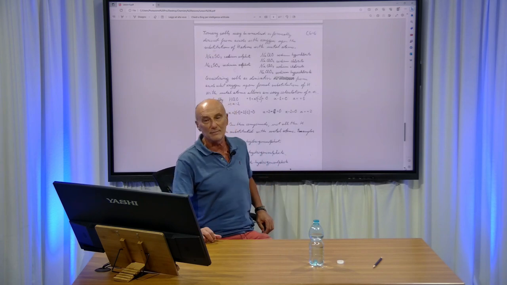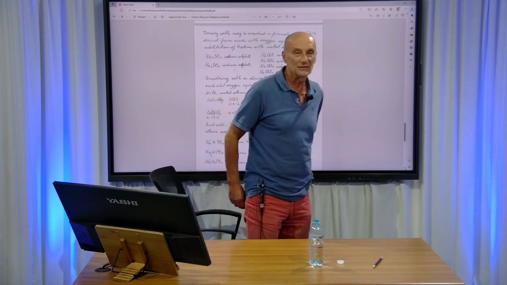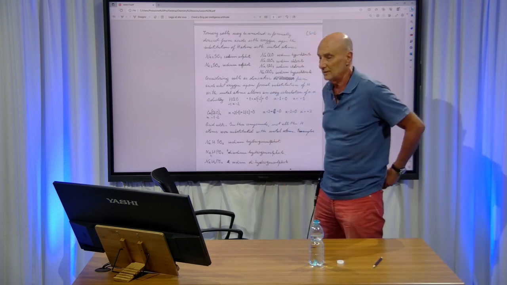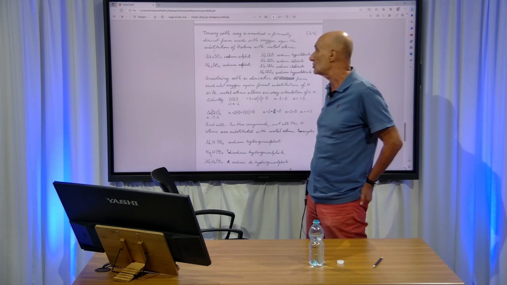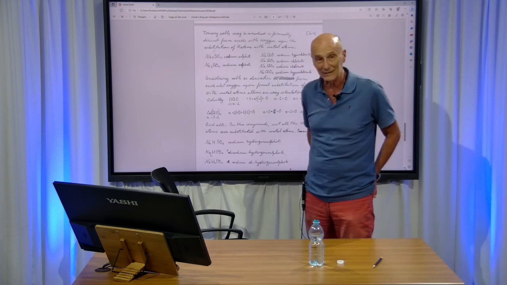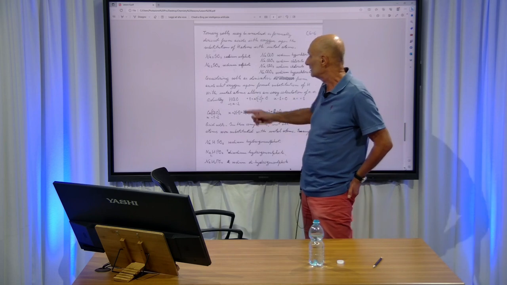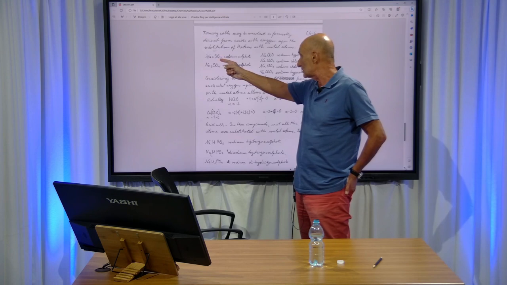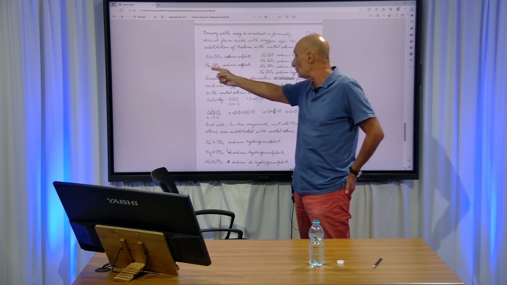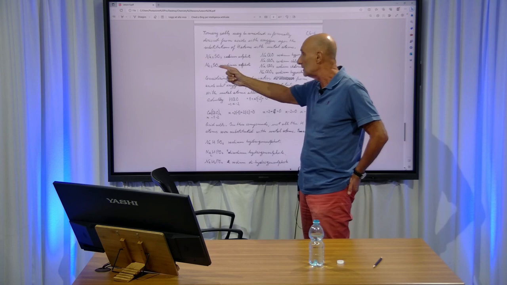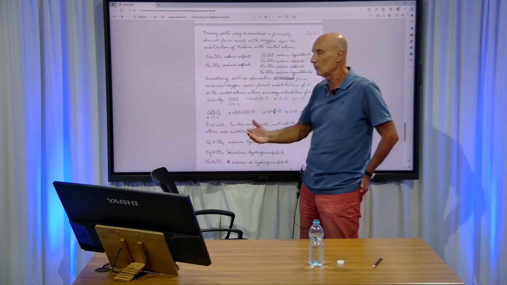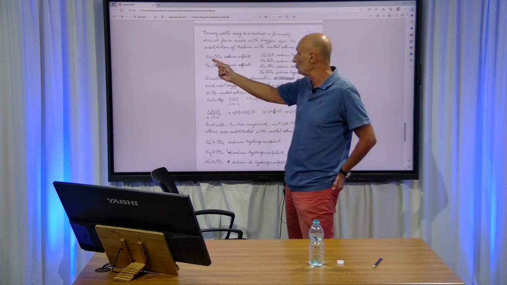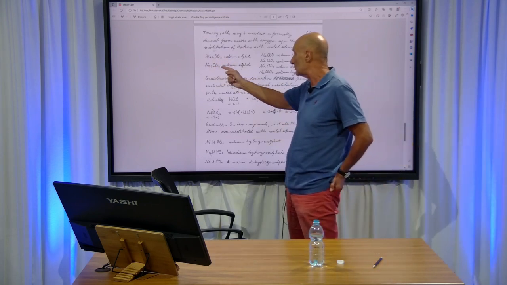Ternary salts may be considered as formally derived from oxygenated acid upon the substitution of H atom with metal atom. So we have sulfurous acid H2SO3, and sulfuric acid H2SO4. Upon the substitution of the H atom with sodium atom, we have Na2SO3 and Na2SO4.